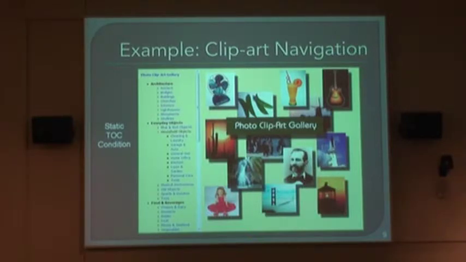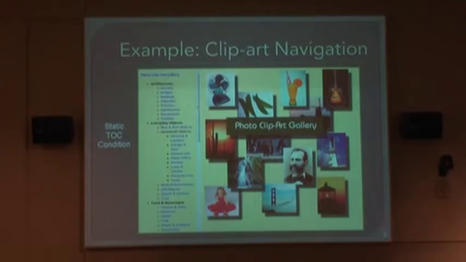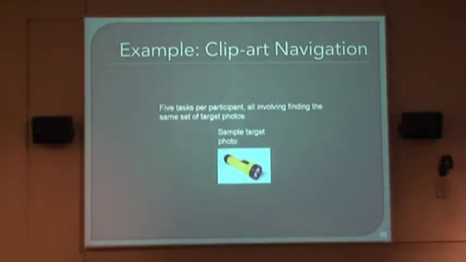So that was the first of the three approaches, the static table of contents. What I want to do is show you what the tasks were like, and I'll show you the other conditions in a minute. The tasks were things like this: we show a small version of a photo, and you have to find the large version of it. So here's a small version of the flashlight.